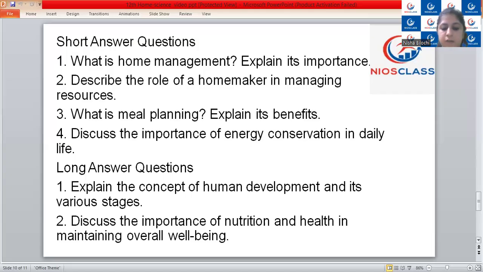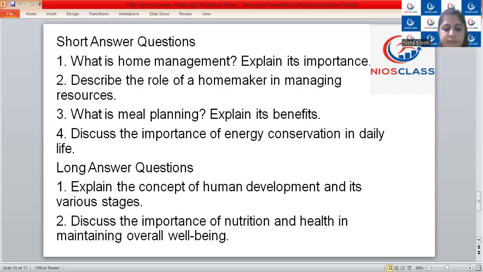Next one, explain the concept of human development and its various stages. Here you can explain about infancy. Okay, then moving towards childhood. When childhood ends, you'll be entering the age of adolescence, right? After adolescence, you will be moving towards adulthood, starting from the age of 21. And the last stage over here is old age, right? Which is basically the last stage of your life.